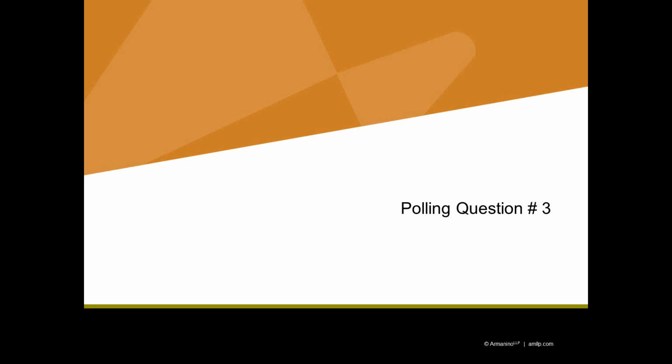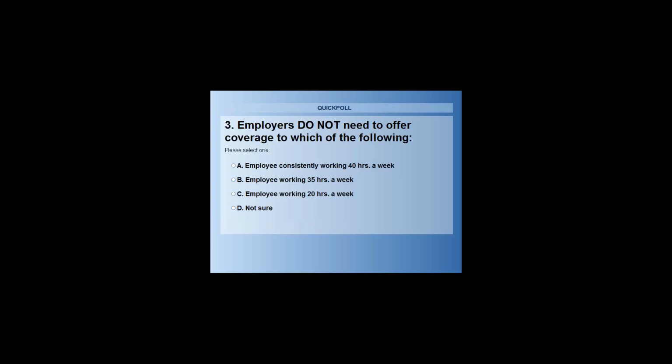Before we go through an example, let's ask polling question number 3. Thank you, Dan. So our third polling question out of 4, so if you've missed one, definitely answer this one. Employers do not need to offer coverage to which of the following employees? A, an employee who consistently works 40 hours a week, B, an employee who works 35 hours a week, C, an employee who works 20 hours a week, or D, not sure.